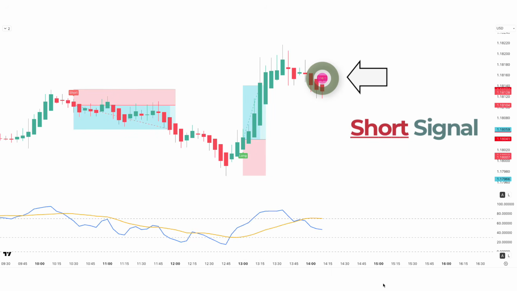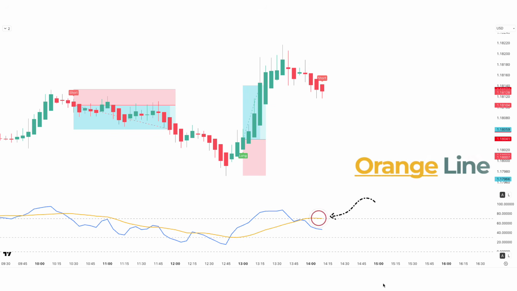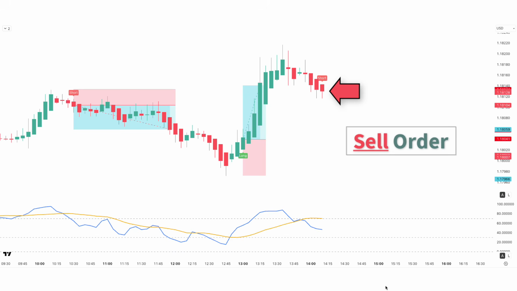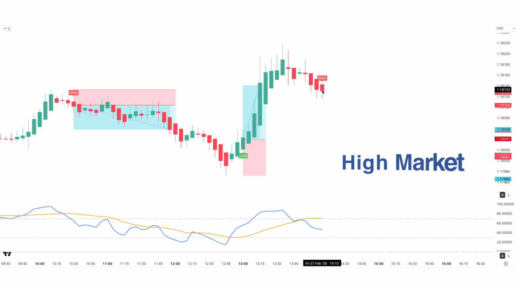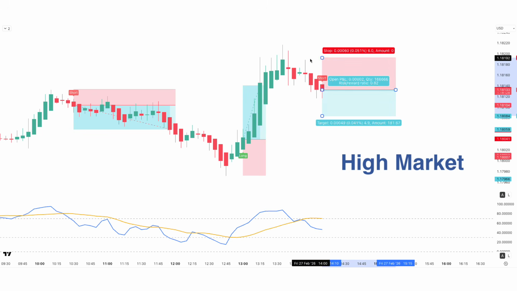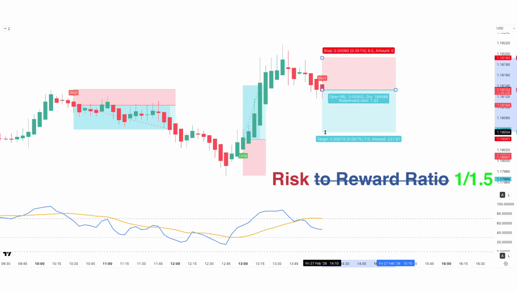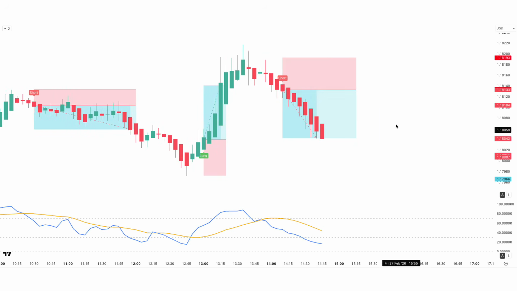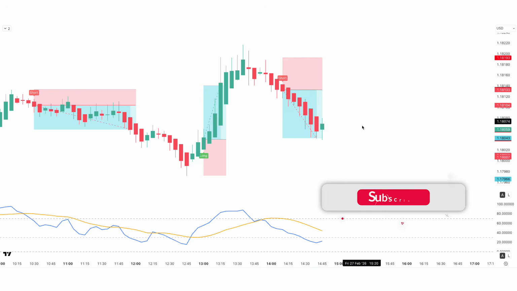Here, the QQE signals arrow of this indicator is a short signal. Here, the orange line of the RSI volume oscillator is above the blue line. Here, the market has made a bearish candle to give confirmation. So all our conditions are being fulfilled, so we are placing an order to sell. Our stop loss is to be placed at the previous high of the market, and the risk-to-reward ratio will be 1:1.5. We have won the trade. Let's find the next trade.